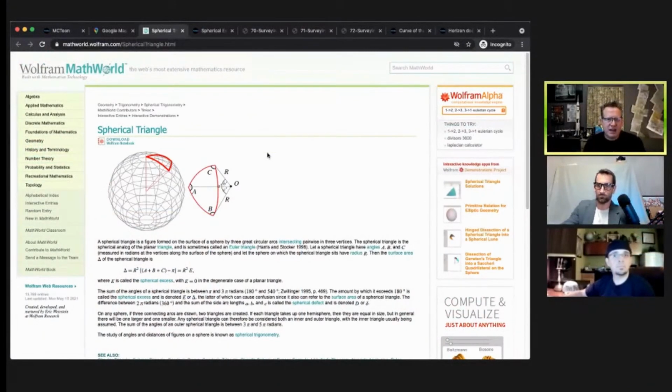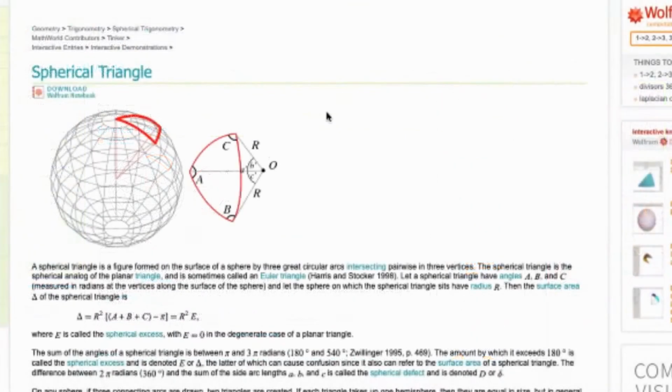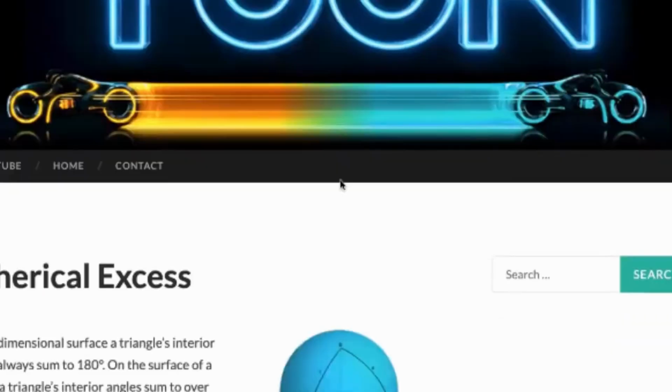On a flat surface, a triangle has 180 degrees. On a surface that is spherical, a triangle has more than 180 degrees. It must have more than 180 degrees. You're looking right here on Wolfram.com, which has some description about a spherical triangle. So these things have been done.